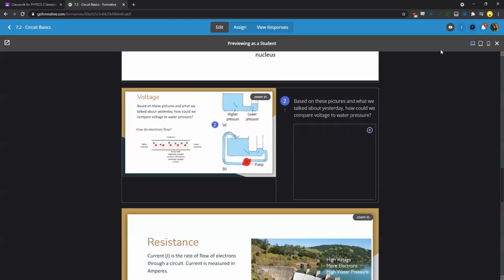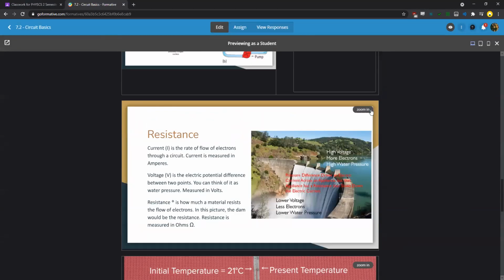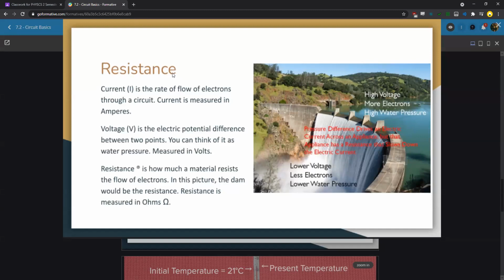Anyway, let's take a look at this image right here. I think this image is a really good analogy. Think of a circuit and an appliance like a dam. You're running electricity through something, but you need a potential difference. Your potential difference is supplied by the fact that you have a high voltage somewhere.